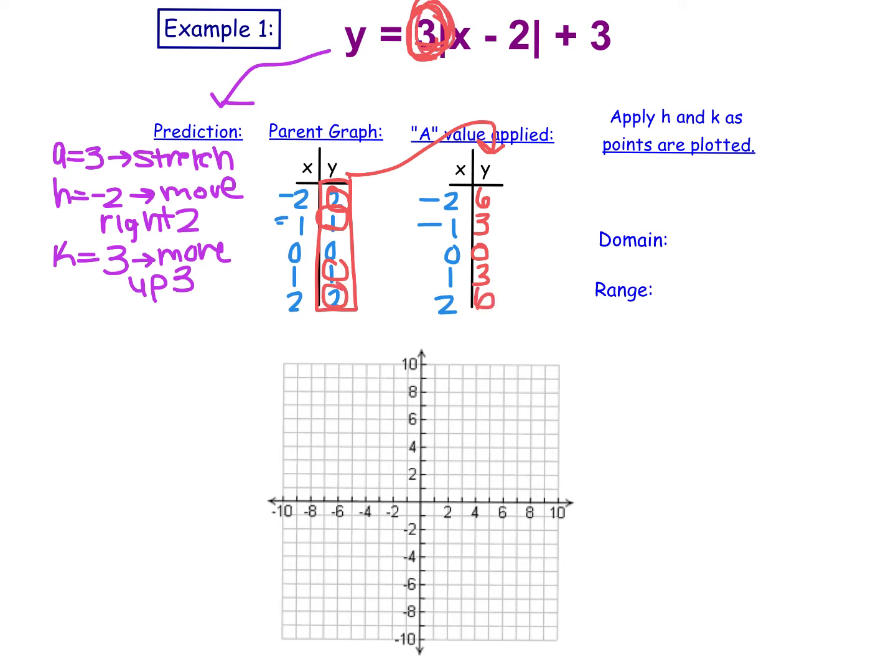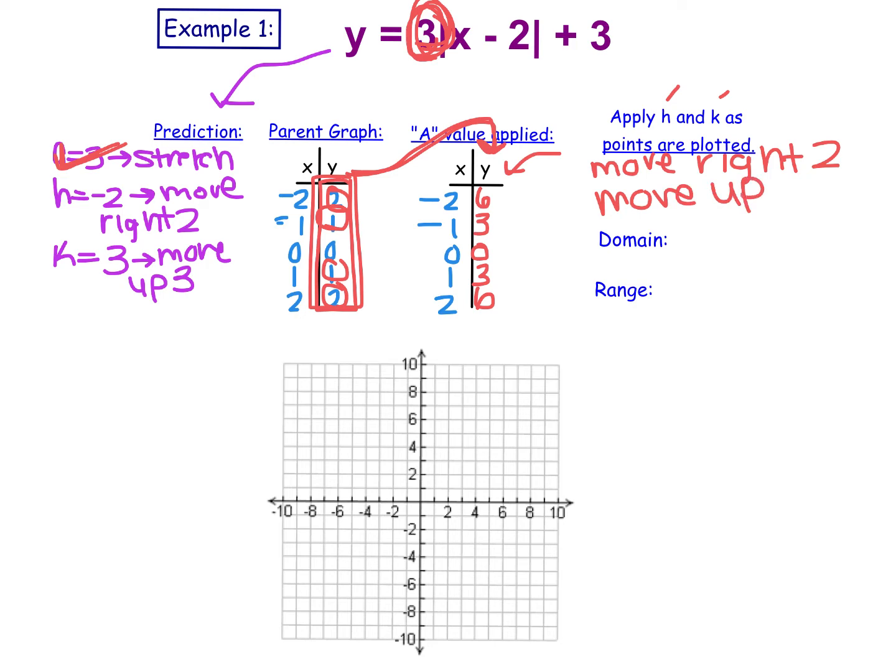So notice how I took all of these values in this red box and essentially stretched them to 3 times their size. So what I've done here is I've taken care of this piece. I've stretched those to be 3 times their size. So now our graph will be taller. Now, as we go to plot these points, that's when we're going to apply H and K. So as we plot each of these points, we're going to apply the horizontal and the vertical movements. So my horizontal movement is I'm going to move to the right 2, and then my vertical movement is I'm going to move up 3.